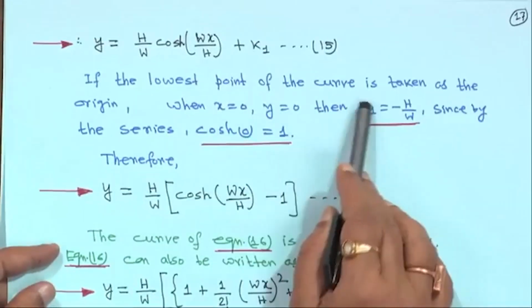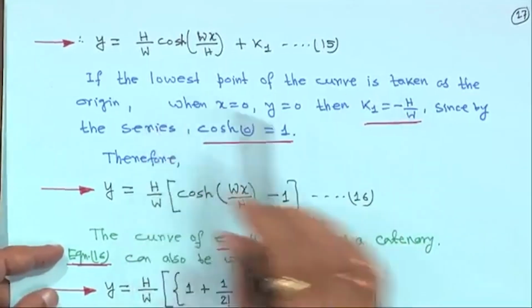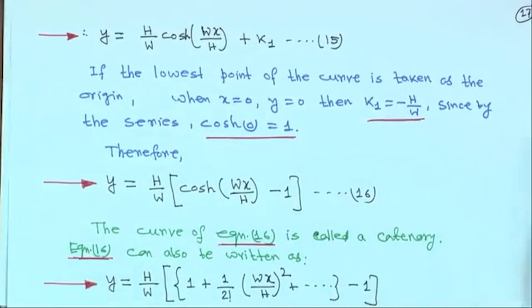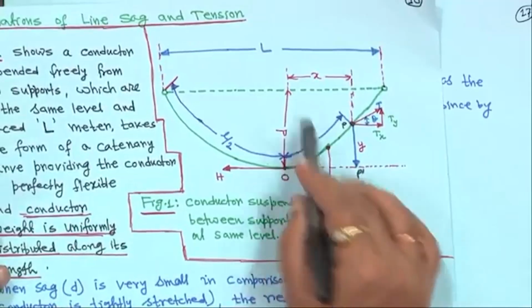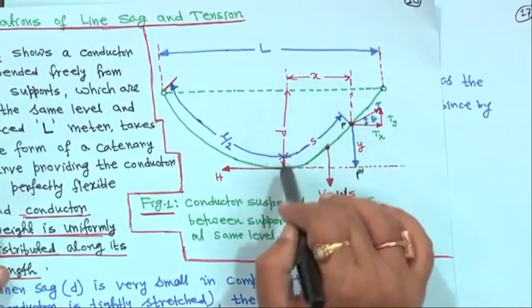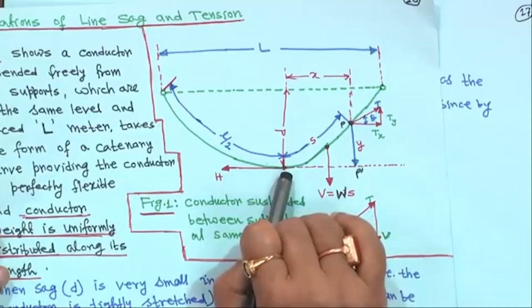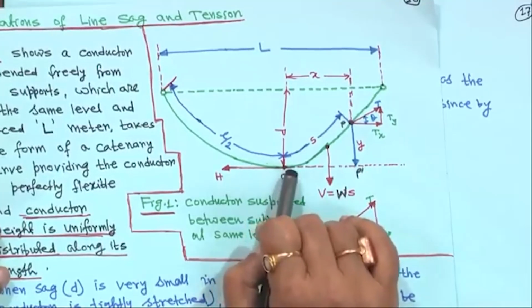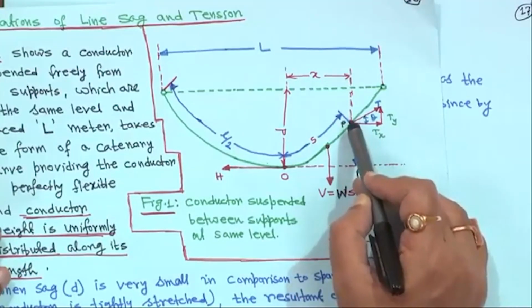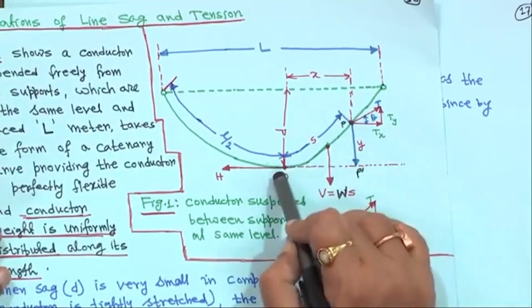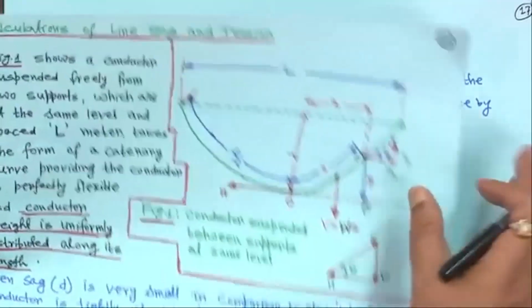Now, if the lowest point of the curve is taken as the origin, that is when x is equal to 0, y is equal to 0, because this point is the origin. So x is measured from this point only. In general, the coordinate of this point is x, y. So when x is equal to 0, y is equal to 0.